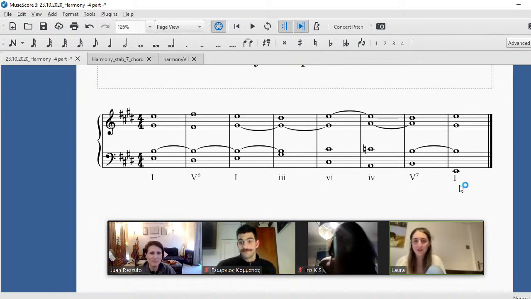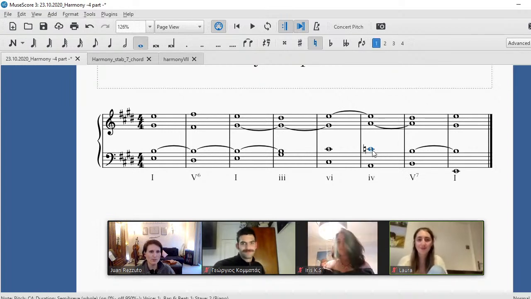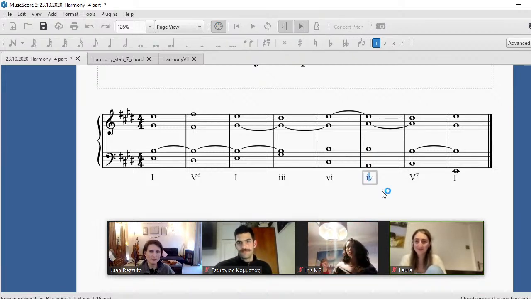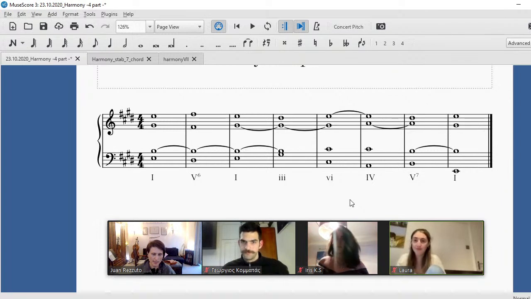The C natural. Yes, exactly. Beautiful modal interchange, sounds so good. But no, not now. We're getting nearer. Yes, we're getting very near. But not today. So the fourth. Yes. Very good.